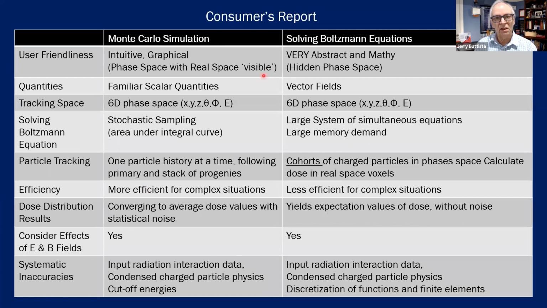This is here strictly for your review afterwards, comparing Monte Carlo and Boltzmann equations. The important thing is, in a Monte Carlo method, one particle at a time is dealt with. And so it's a very, you might say, sluggish technique, whereas in the Boltzmann equation, we solve for cohorts of particles.